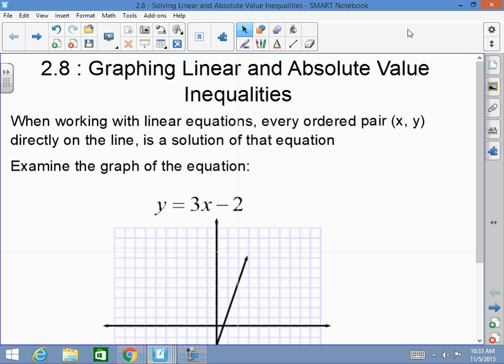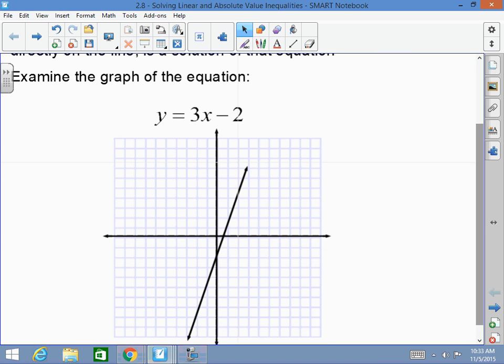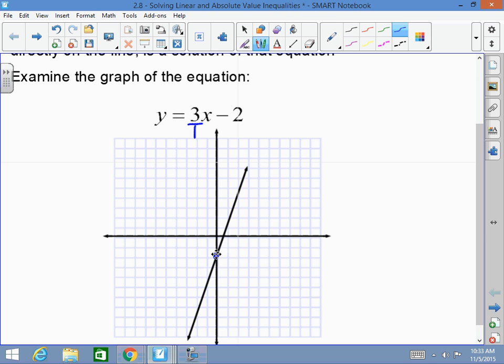But before I move on and show you inequalities, let's just have a quick little review of y equals 3x minus 2. This is, of course, a linear equation. The y-intercept would be -2. My slope is 3 over 1, so I'd go up 1, 2, 3, 1 to the right, up 1, 2, 3, 1 to the right, backwards down 1, 2, 3, 1 to the left. And I go ahead and connect the dots, and that is my line.